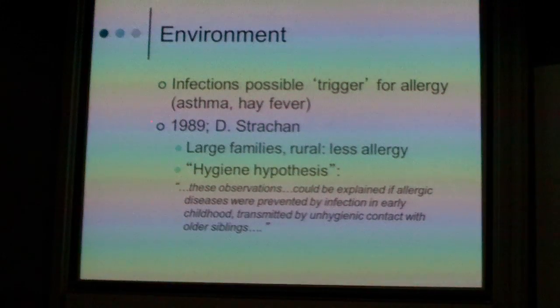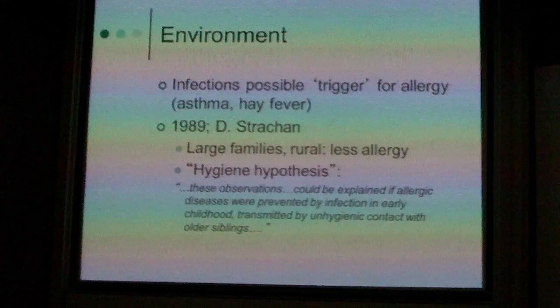And here you see that in 1989 there was a description that large families which were living in the countryside, so rural, developed less allergy. And then there was the hygiene hypothesis. The hygiene hypothesis was saying that these observations could be explained if allergic diseases were prevented by infection in early childhood. And these infections may be transmitted by unhygienic contact with other siblings.